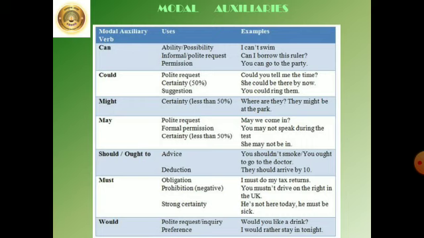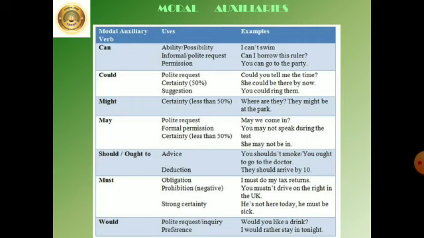Where are they? They might be at the park. So "might be" means we don't know. We are not sure, so it is certainty. The next modal auxiliary is "may." So "may" can express request, permission, and certainty.